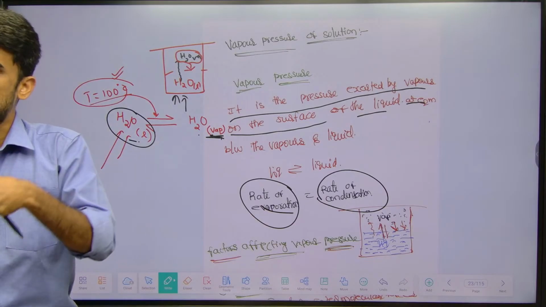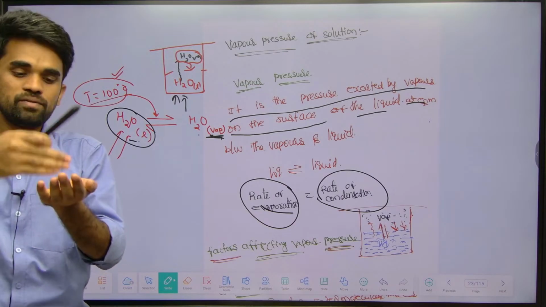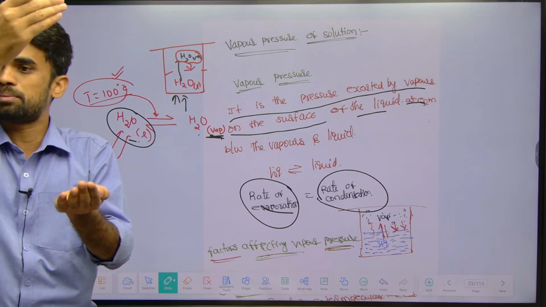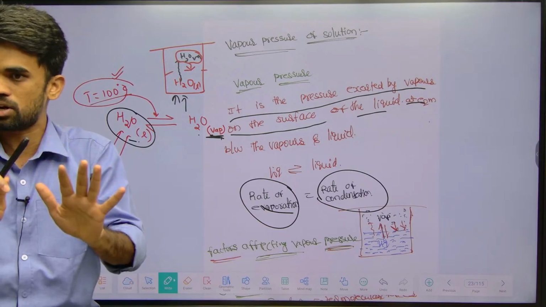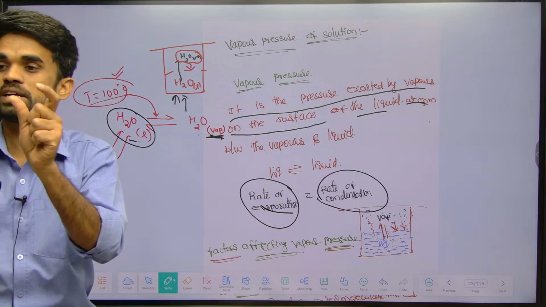If you see, volatile means what? They will easily convert from liquid state to vapor phase. If they are easily converting from liquid to vapor, means they will exhibit more vapor pressure or not? Yeah. So now what we need to look at is the intermolecular forces between the molecules.